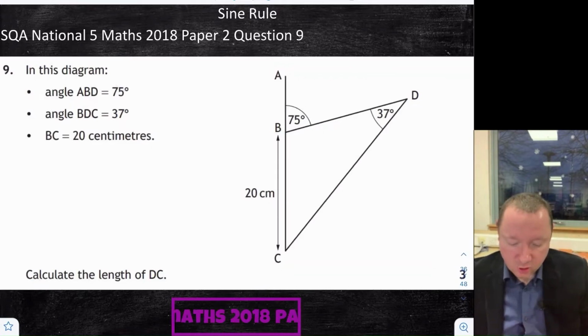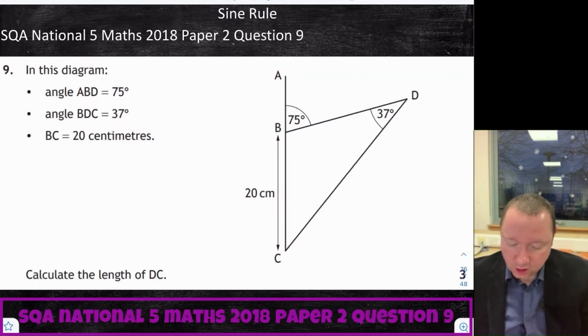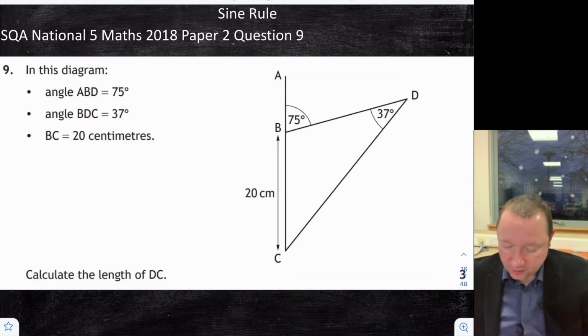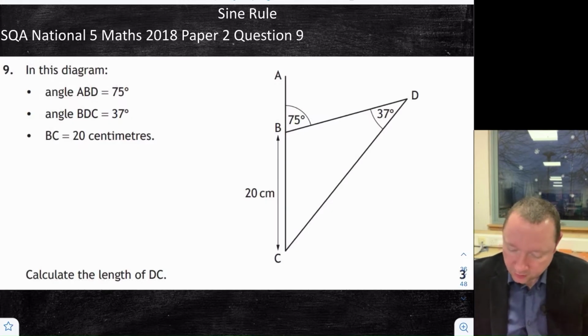SQA National 5 Maths 2018, Paper 2, Question 9 had this question. Angle ABD is 75 degrees, BDC is 37, BC is 20, calculate the length of DC, and we're assuming that this is a straight line, because otherwise we can't do it. So if this is a straight line, we'll start getting some angles inside. 180 minus 75 is 105 degrees.